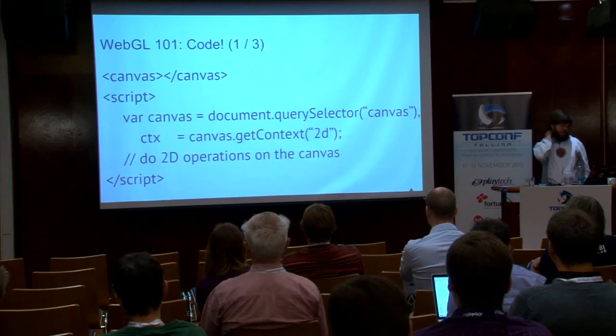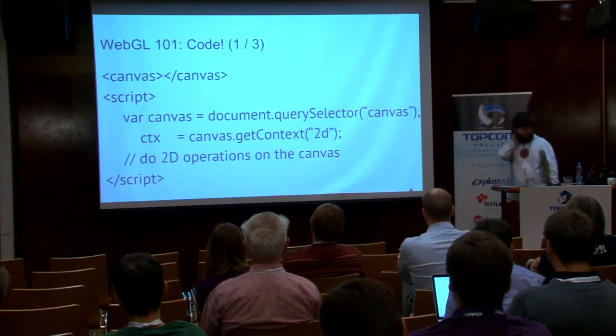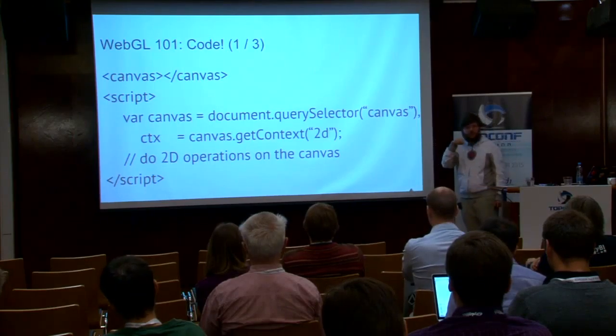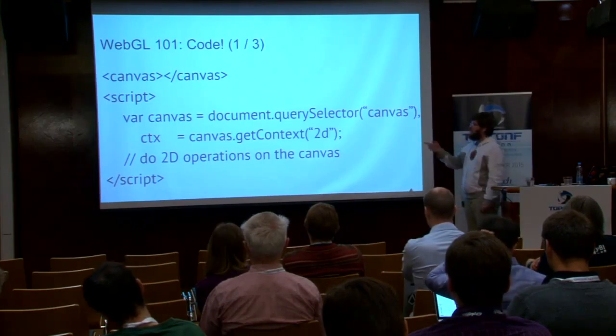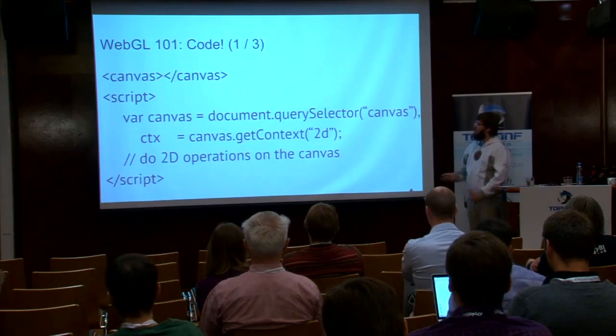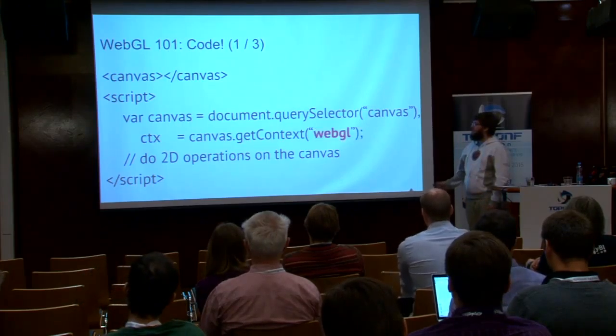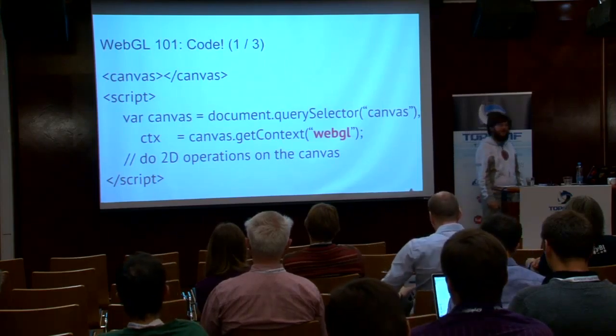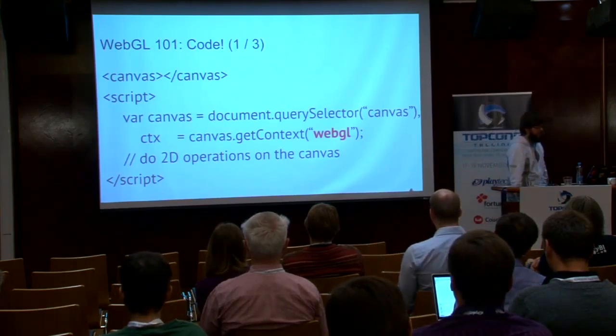So now, how do I actually get this? We have the canvas, and for 2D operations, the CPU goes on each pixel, and I ask the canvas to give me a 2D context. If I replace that 2D context with a WebGL context, well, I get access to this nice and nifty pipeline of magic.